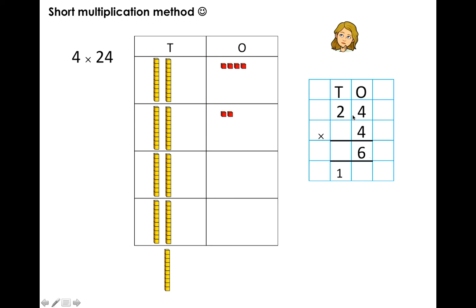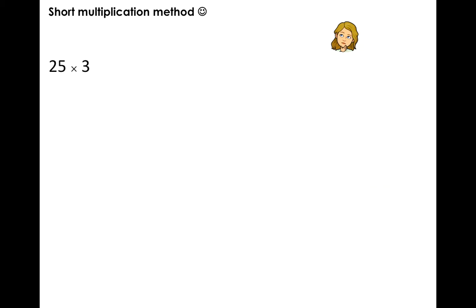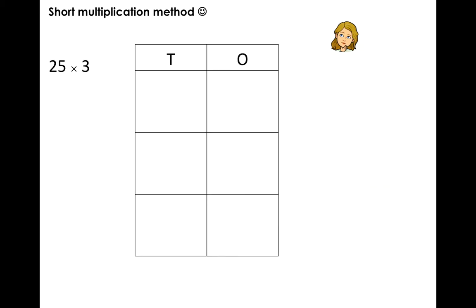Then I can multiply my tens. I've got 2 tens times 4, which is 8 tens, and then I must remember to add on the extra 10. So 8 tens add another 10 gives me 9 tens. So I've got 9 tens and 6 ones, which gives me 96. Let's look at another example.